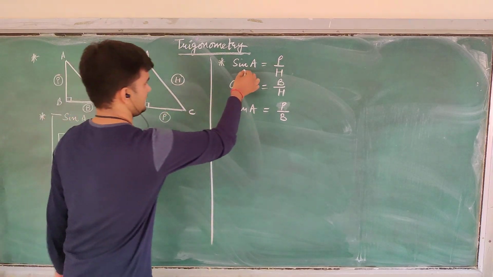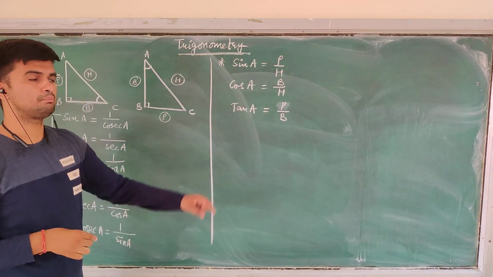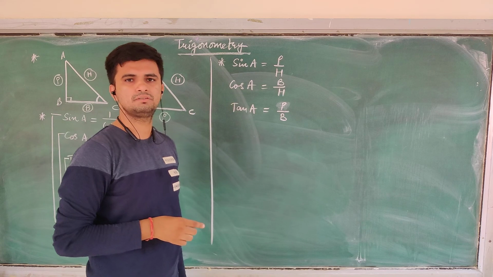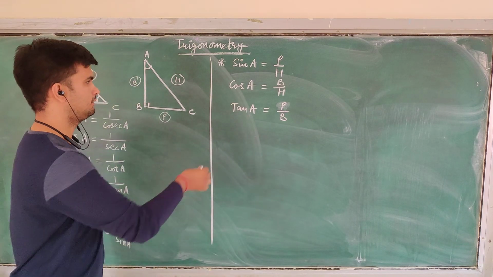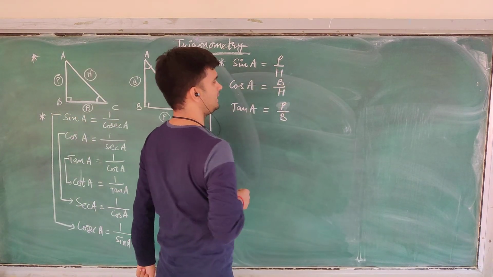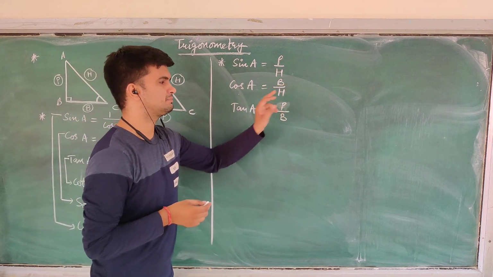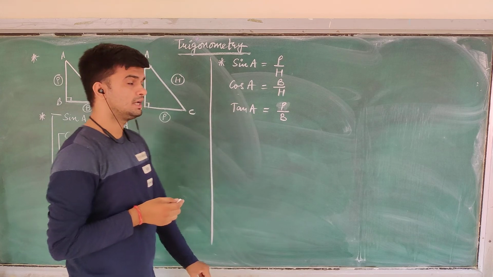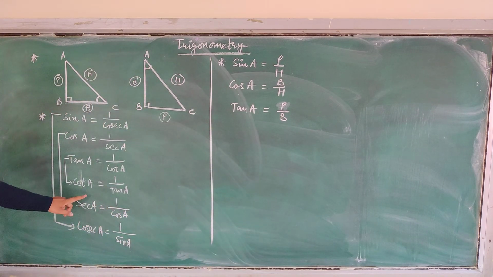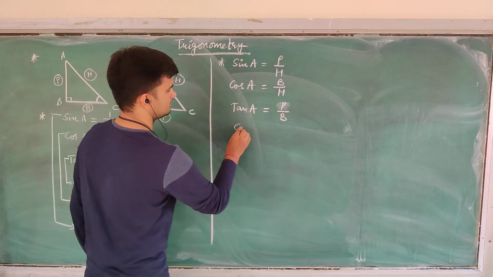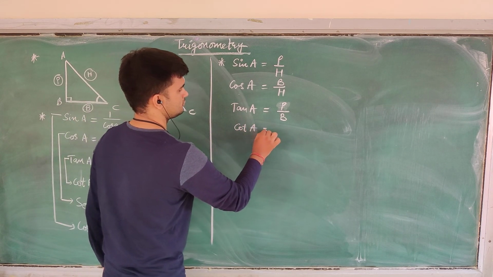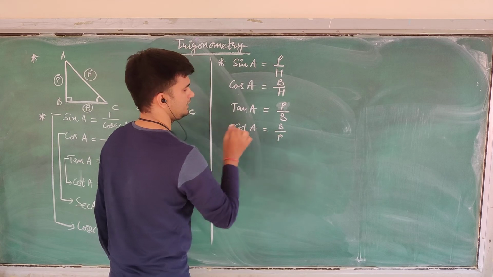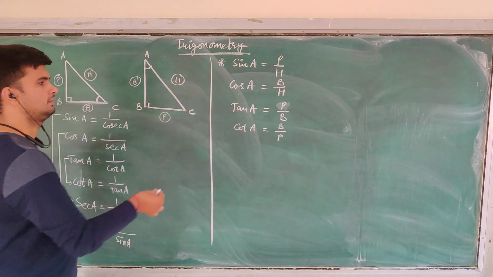Now what is sine A? Sine A is P by H. P by H means perpendicular upon hypotenuse. Cos A is B by H, means base by hypotenuse. Tan is P by B, right? And as I have already told you, cot A is the reciprocal of tan. It means here cot A should be equal to B by P.